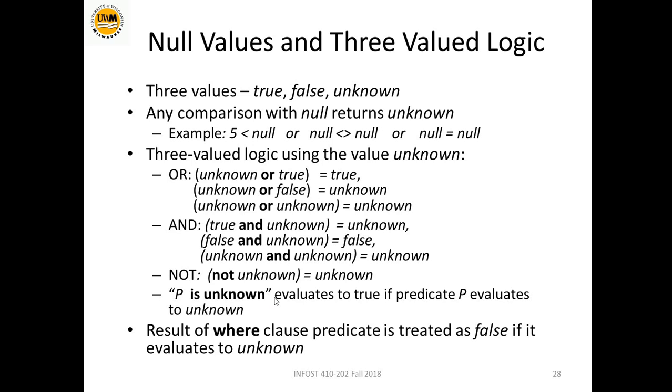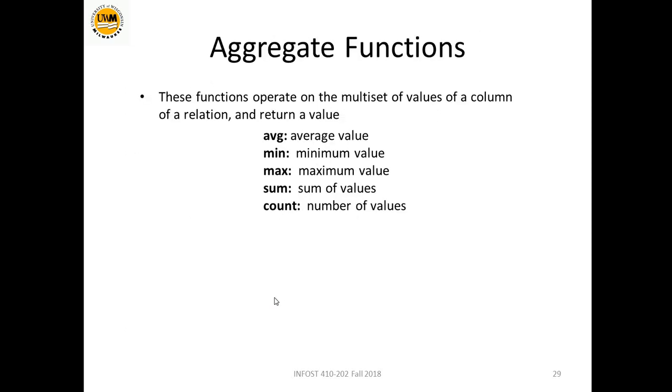The result is treated as false if it evaluates to unknown. If the result is unknown, or the predicate is unknown, then the where clause is set to false. Aggregate functions, we said that we can use aggregate functions, things like average, minimum, maximum, sum, and count.